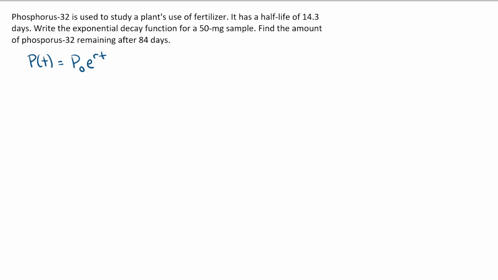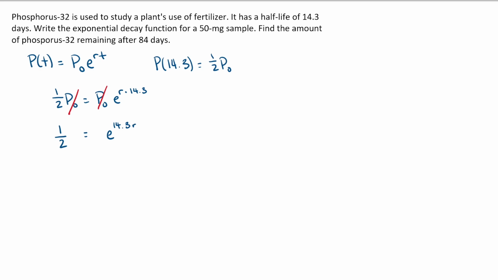For our half-life, our t is 14.3 days. So P at 14.3 days is equal to half of our initial quantity, or 1/2 of P0. So 1/2 of P0 is equal to P0 times e raised to the 14.3 times r power. Our P0s cancel and we're left with 1/2 equals e raised to the 14.3 r power.